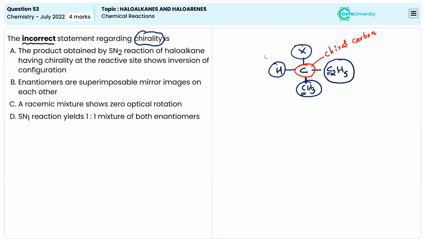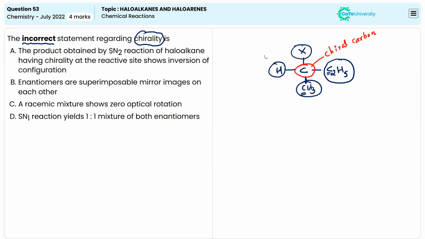Okay. This is what is happening in case of chiral carbon. This is how we are identifying chiral carbon in a compound. Okay, so let us see the options. So chirality is clear. Hope this topic is clear. So let's see the options.